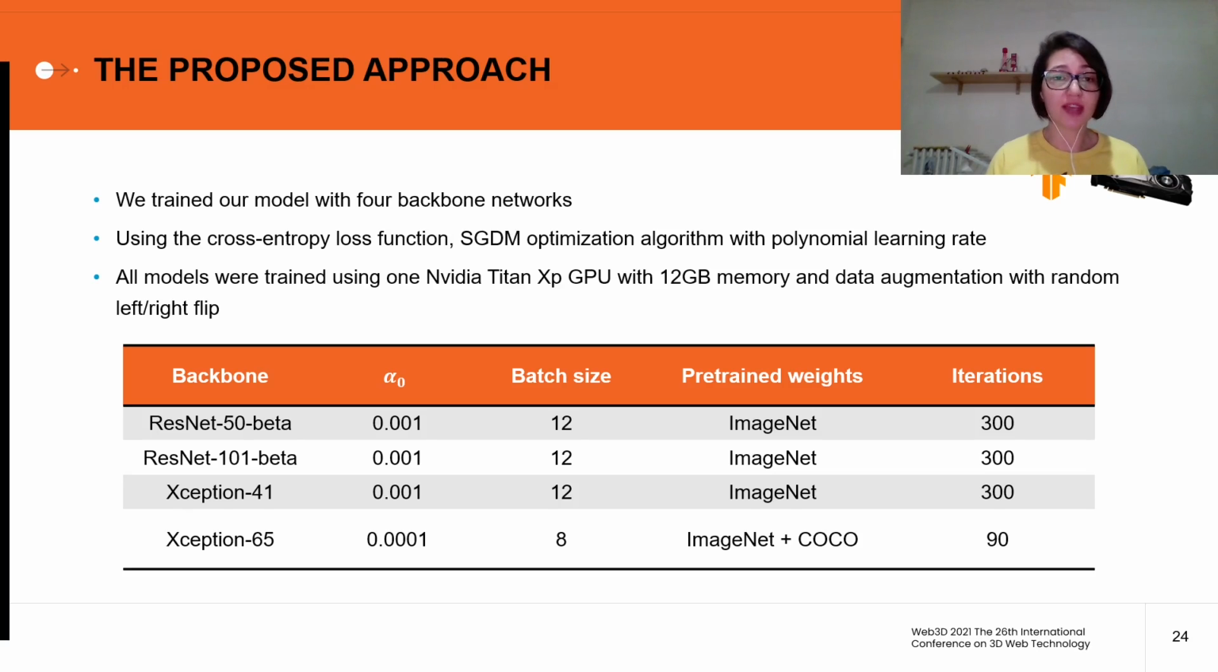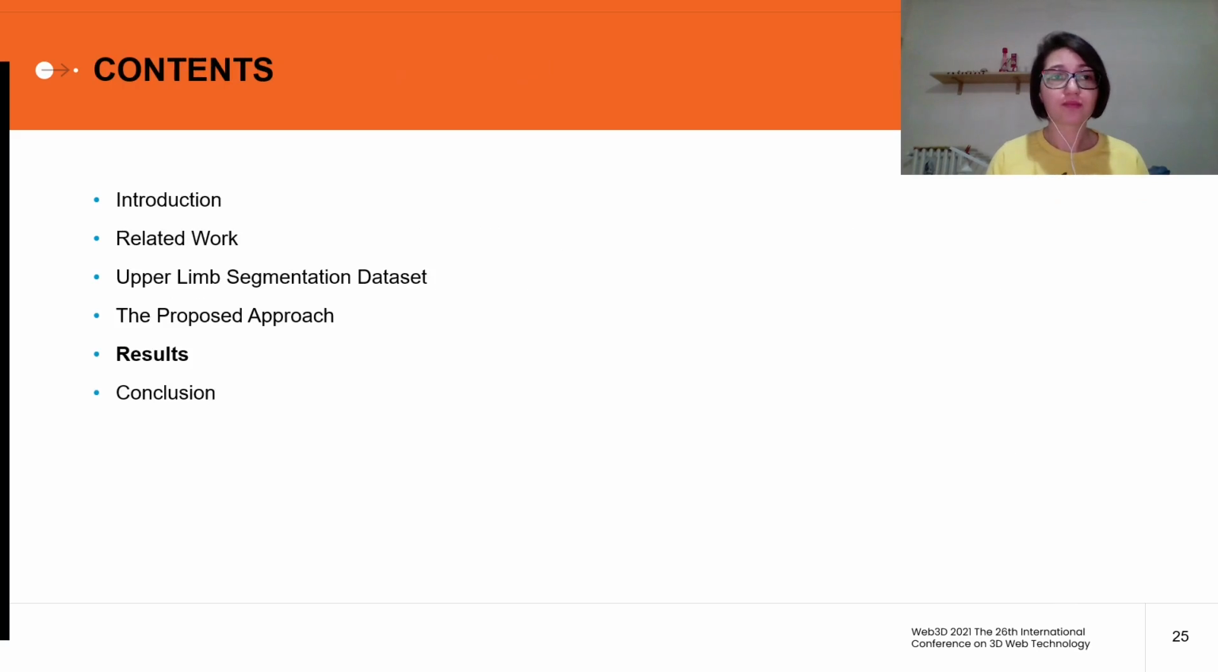In the first three cases, ImageNet, which is a large-scale dataset for image classification and object detection. The last one uses pre-trained weights on ImageNet and the COCO dataset. COCO is a smaller dataset, but used also for segmentation.